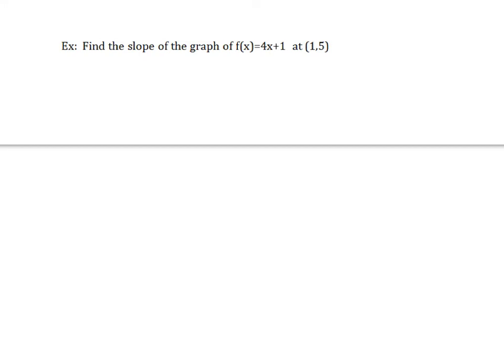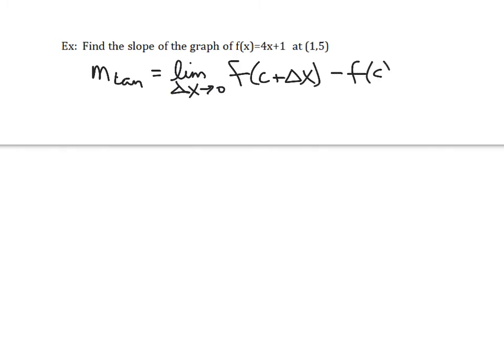Let's try our first example. The first example says let's find the slope of the graph of the curve f of x equals 4x plus 1 at the given point 1, 5. So we're going to use our limit definition of our derivative. So I'm going to start by writing that down, and I'm going to say the slope of the tangent line is going to be equal to the limit as delta x approaches 0 of f of c plus delta x minus f of c all over delta x.